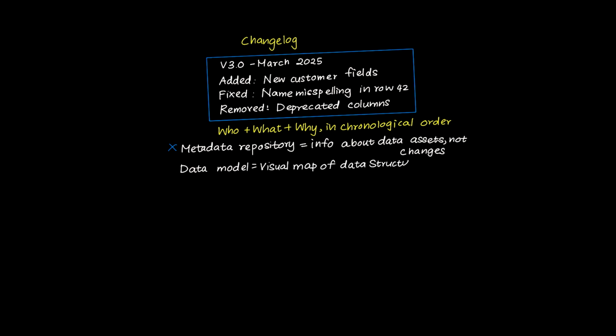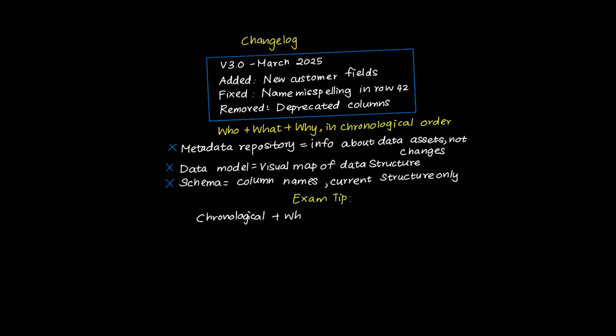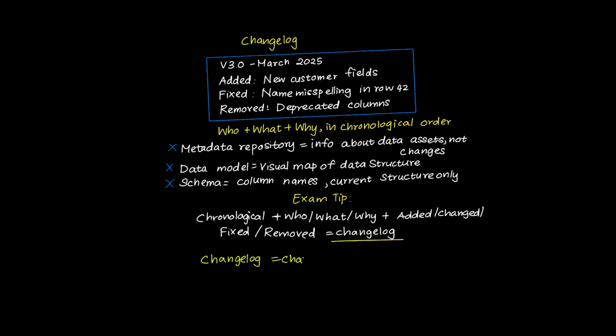A schema shows column names and structural information about a dataset in a database. It describes current structure. It doesn't record a timeline of what got modified and why. Here's a WGU D467 exam tip for you: chronological record of project changes with who, what, and why. That's a changelog. The categories added, changed, fixed, and removed are the giveaway. Quick recall hook: changelog, who changed what and why.